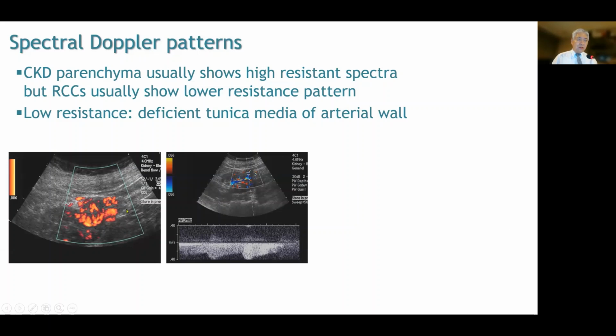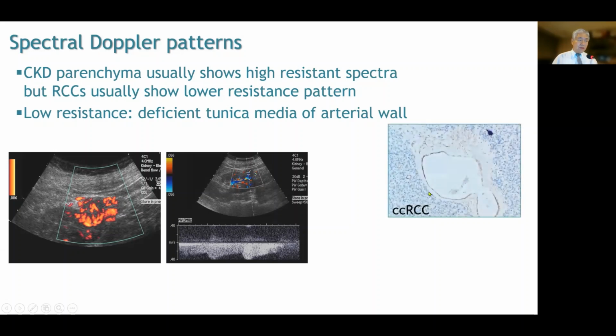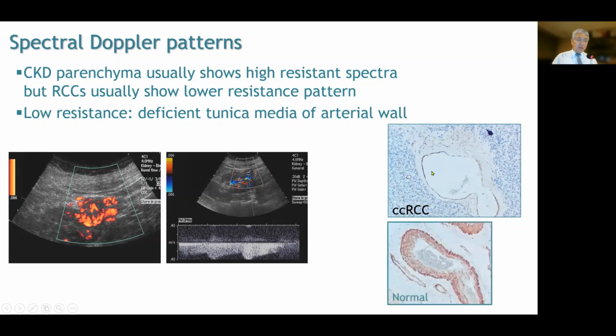This is a hypervascular clear cell renal cell carcinoma with low resistant spectral pattern, and this is a microscopic image of the arterial wall of this tumor, which shows a deficient tunica media layer, and this is a microscopic image of a normal arterial wall for comparison.